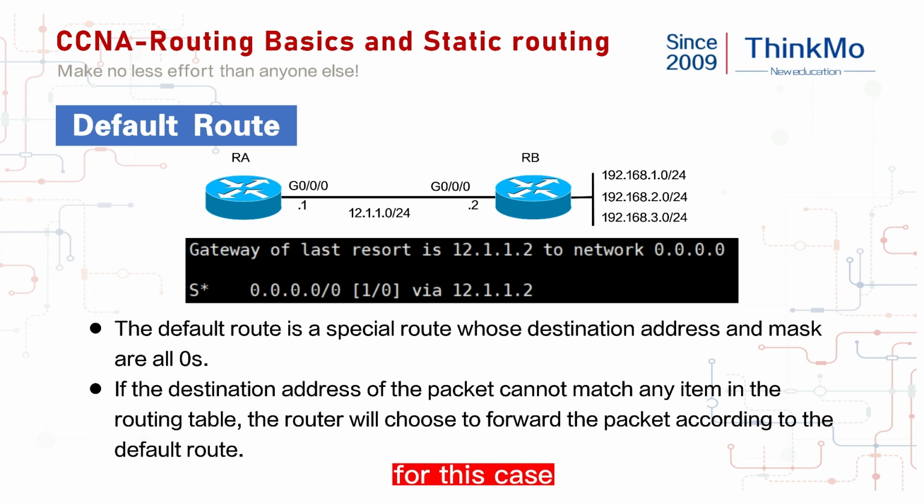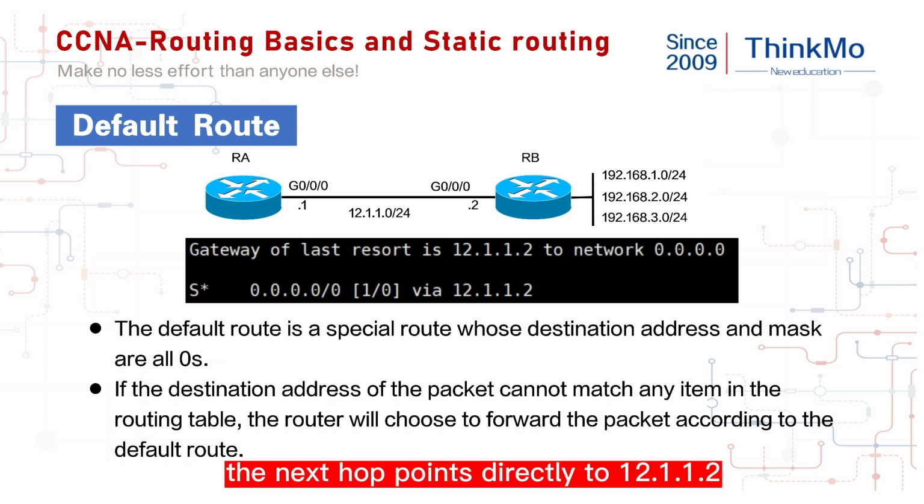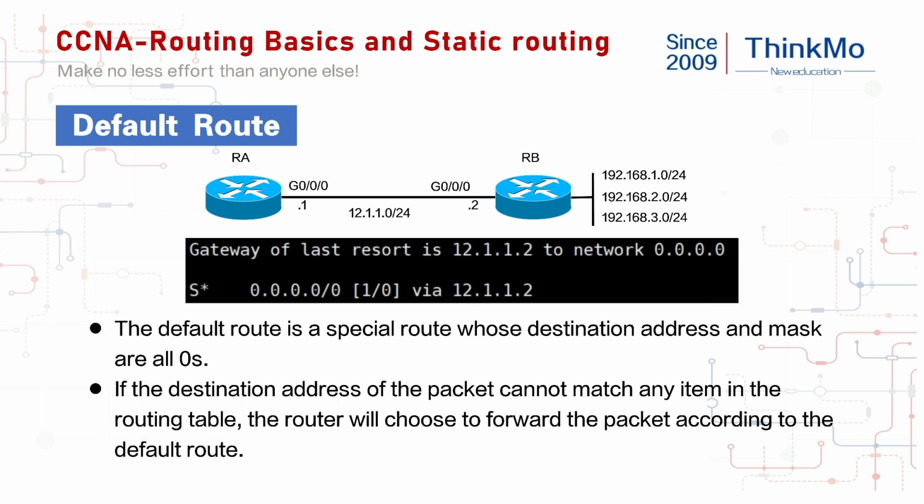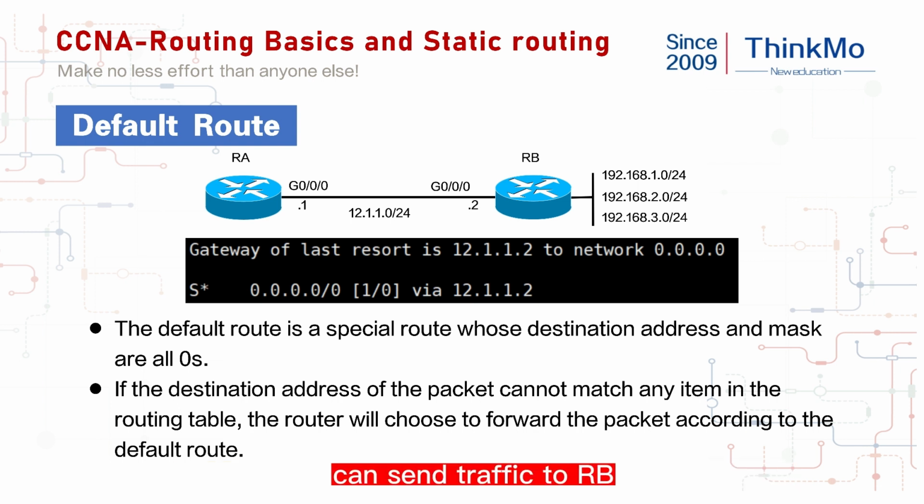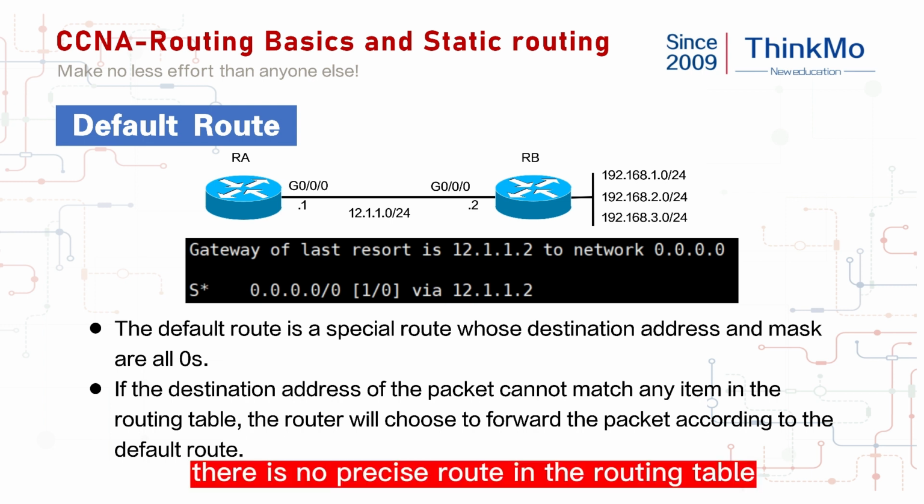For this case, we can enter a default route. It is represented by 4 zeros. The next hop points directly to 12.1.1.2. That is, as long as the data goes to any place in the future, it can send traffic to RB. Of course, the premise is that there is no precise route in the routing table.